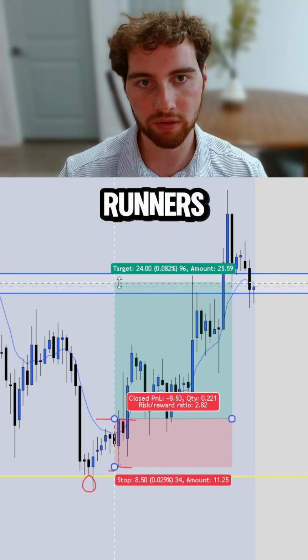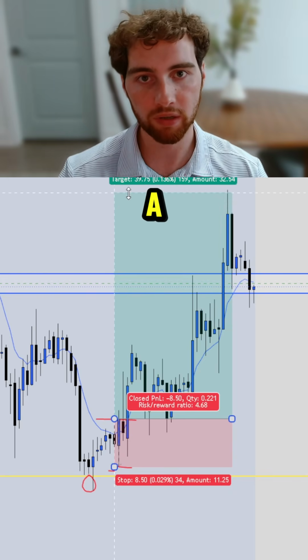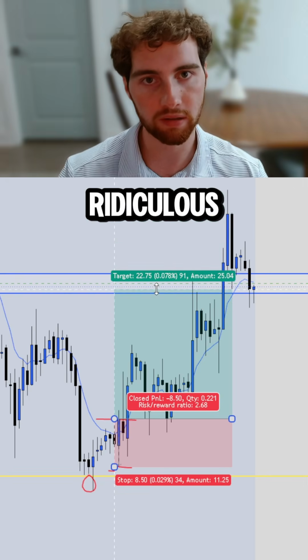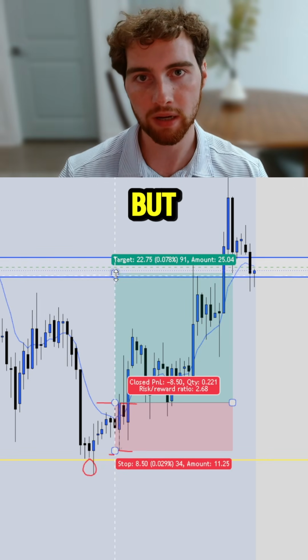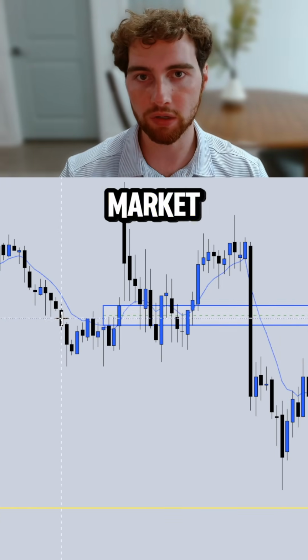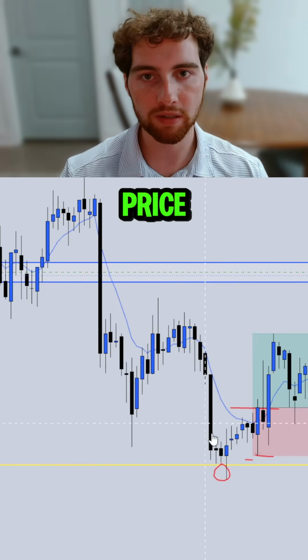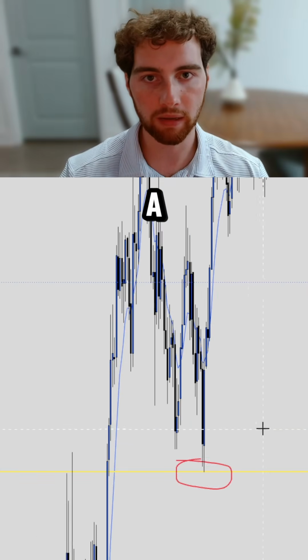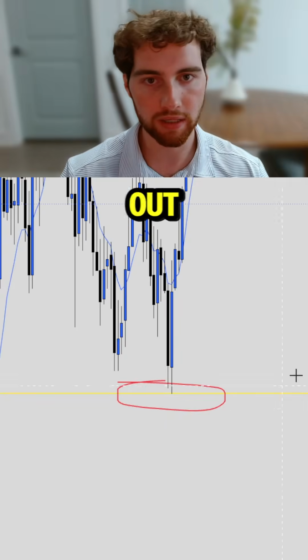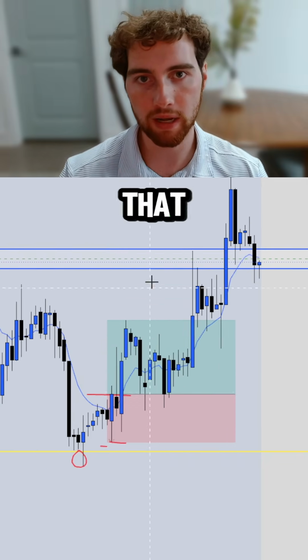If you would have left runners to fair price, you would have had almost a 3R or even 4.6R, which is pretty ridiculous. And that's the power of leaving runners. But yeah, that's my entry criteria. Pretty much, I just wait for market to open. I mark out the candle before market open. I wait for price to displace back to a level of liquidity that I have marked out, and then I wait for a break of structure reversion back to that said fair price.